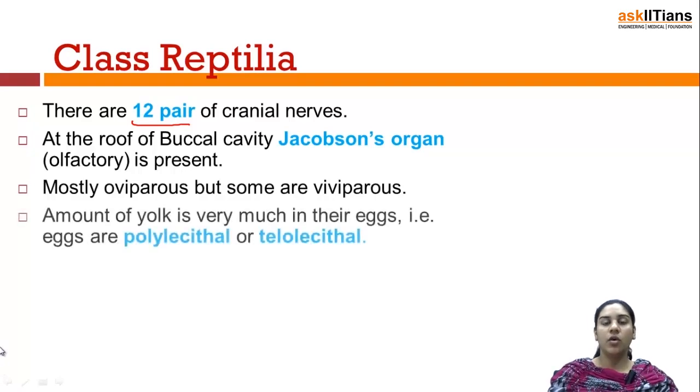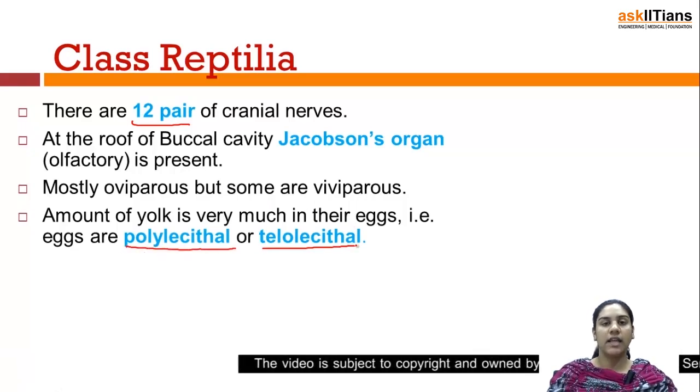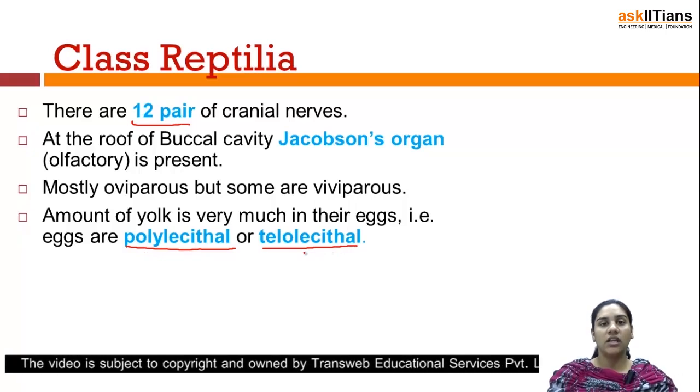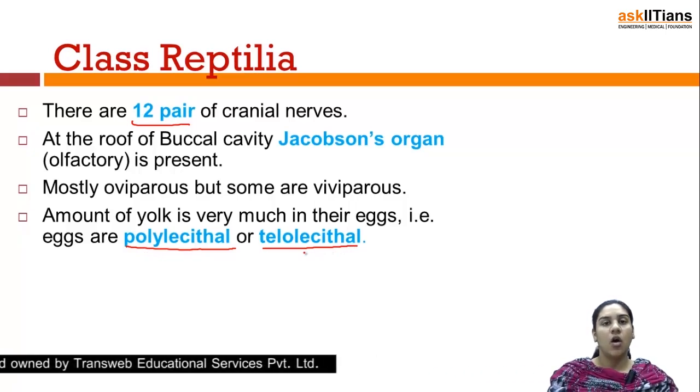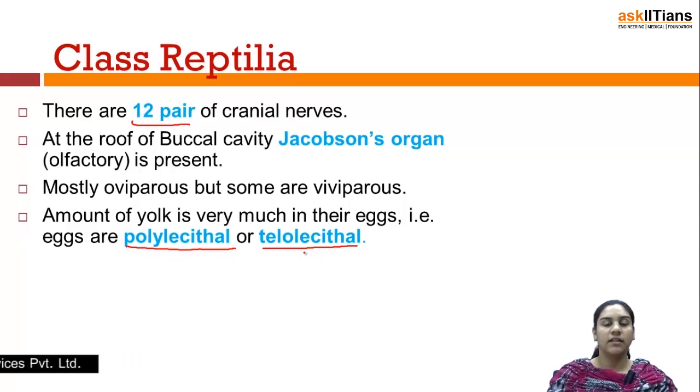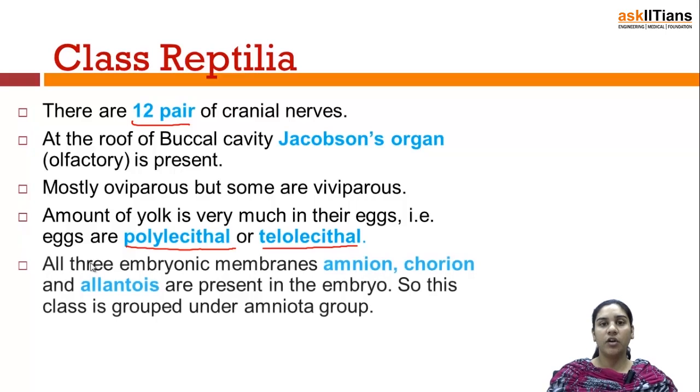The amount of yolk that is present in their eggs is polylecithal, that means a large amount of yolk is present, or telolecithal, that means the yolk is concentrated only on one end of the egg. Either it is animal pole or vegetal pole. All 3 embryonic membranes, that is the amnion, chorion and allantois, are present. So this class is grouped under the Amniota group.